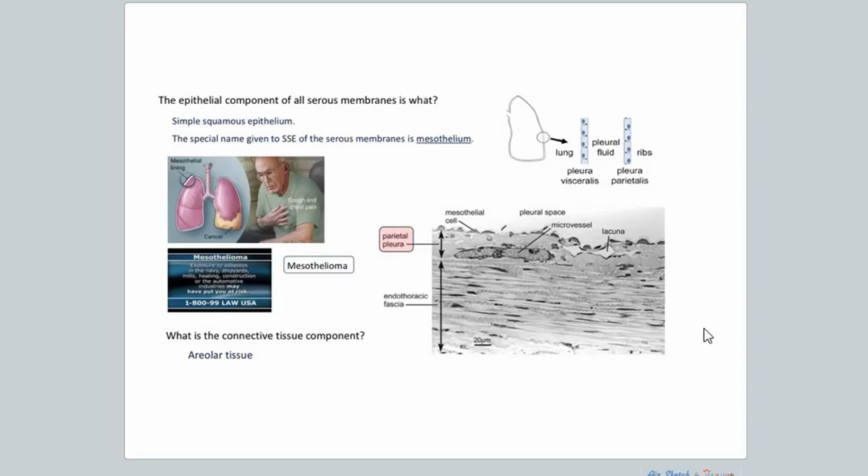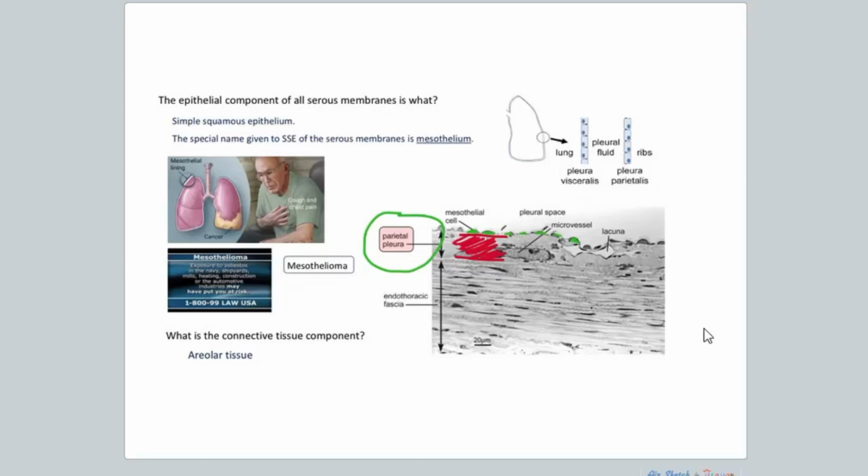Okay, so these serous membranes, just like all other membranes, have an epithelial component and a connective tissue component. What we're looking at here is the parietal pleura component. And this is the underlying connective tissue, the lamina propria, which makes this the epithelium on top of it.